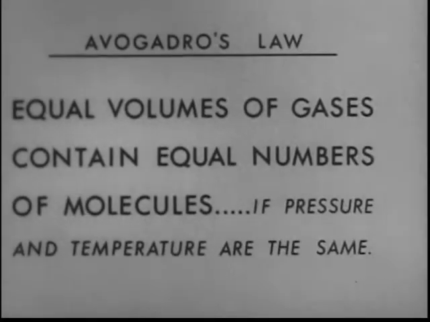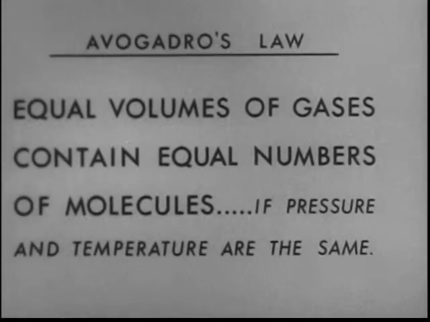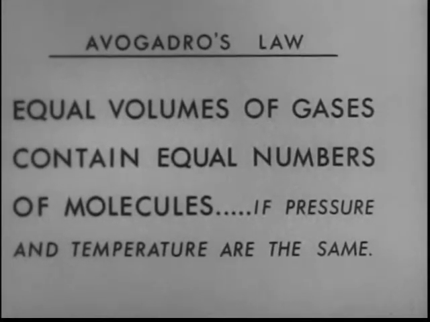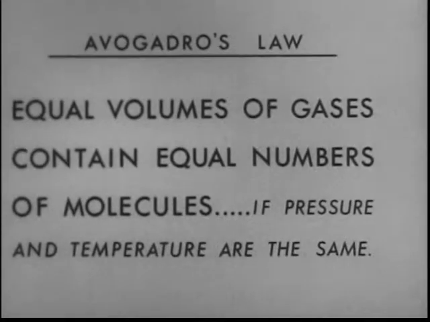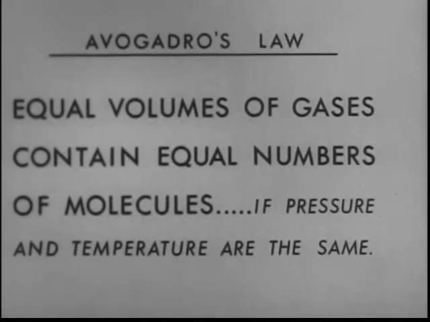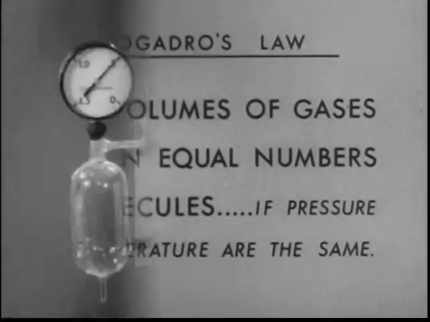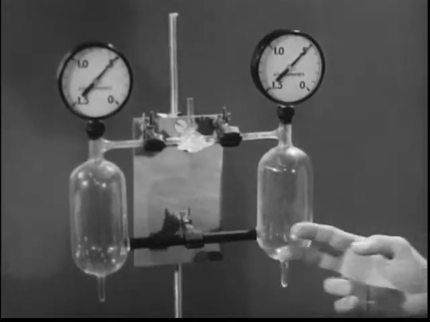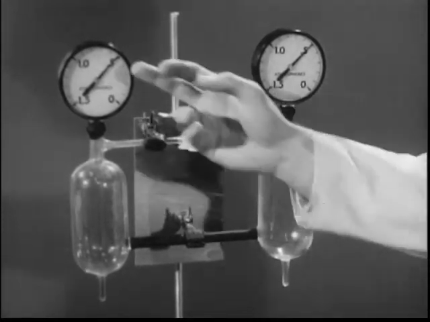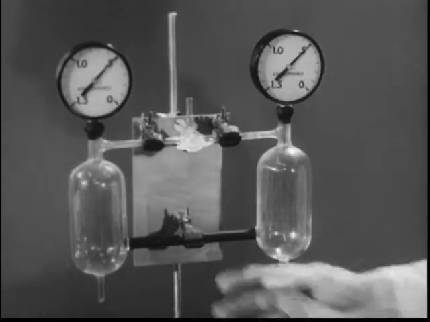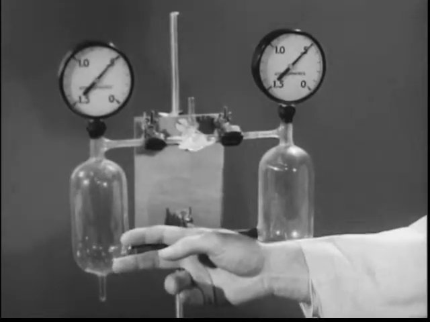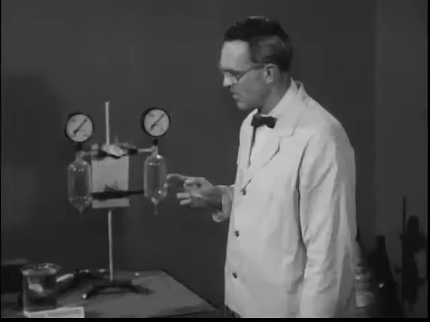Now, Avogadro's law tells us that at the same temperature and pressure, equal volumes of gas contain equal numbers of molecules. Thus, with these equal volumes at the same temperature and the same pressure, we have as many molecules of carbon dioxide in here as in here.